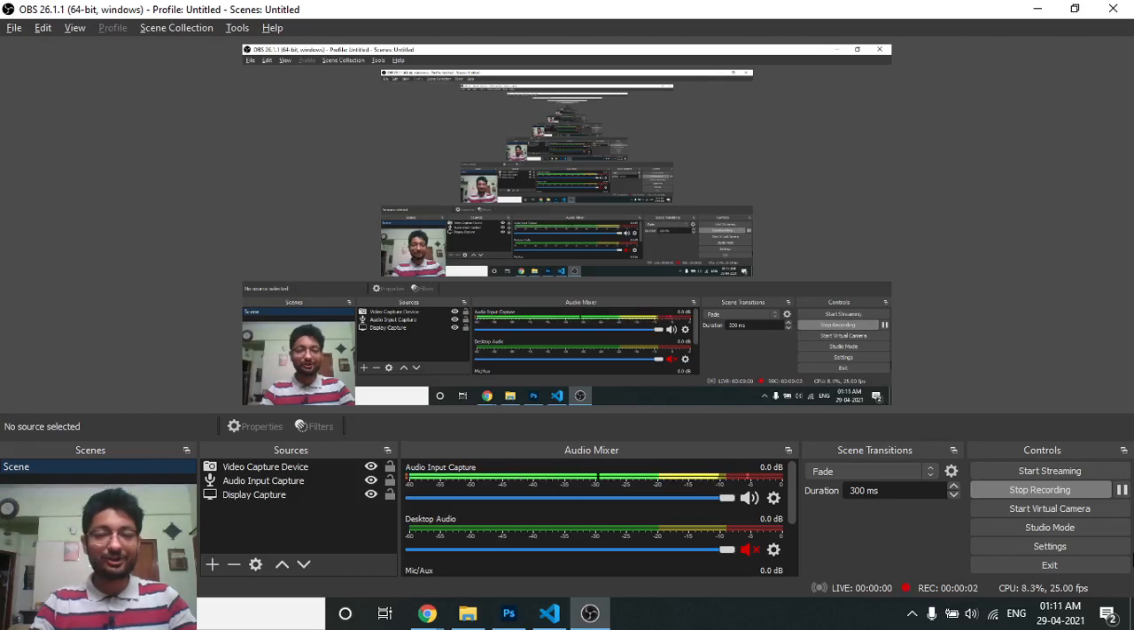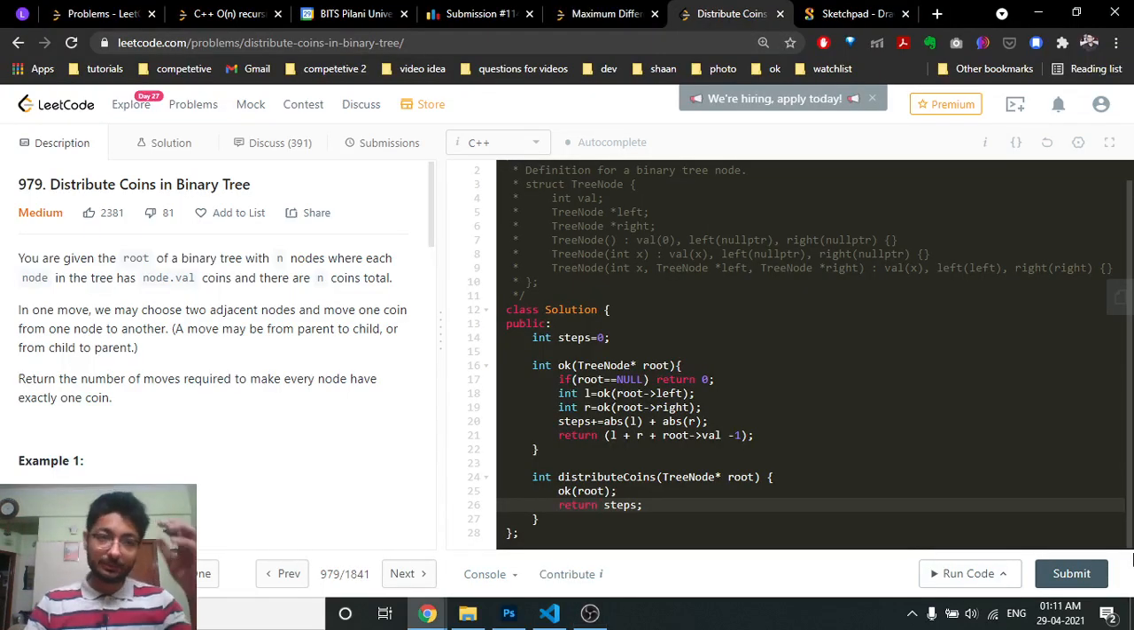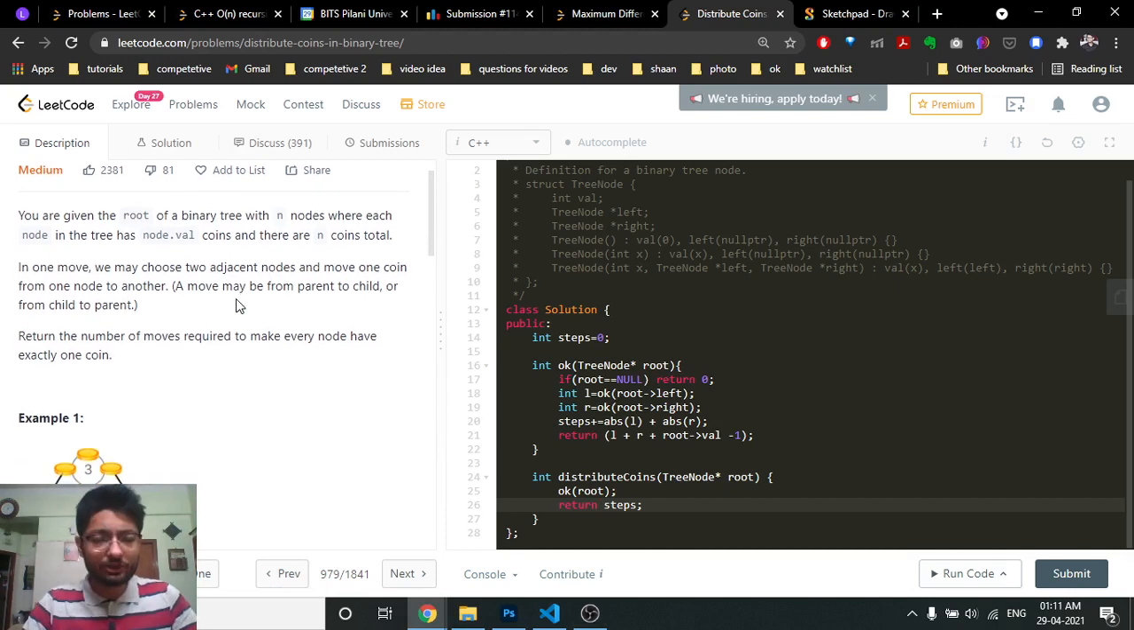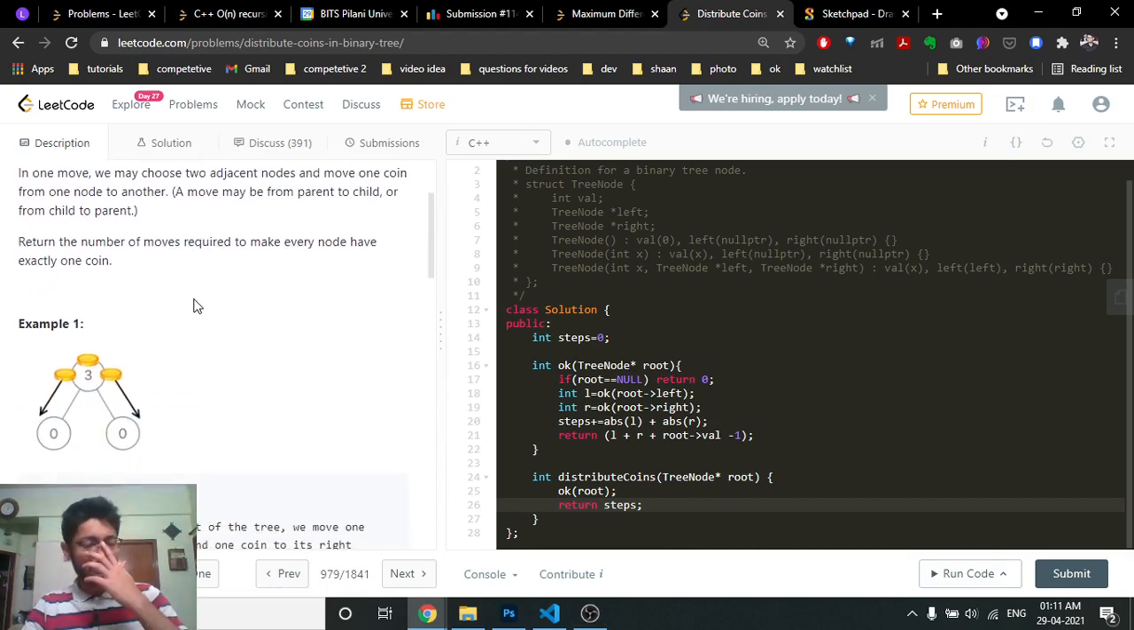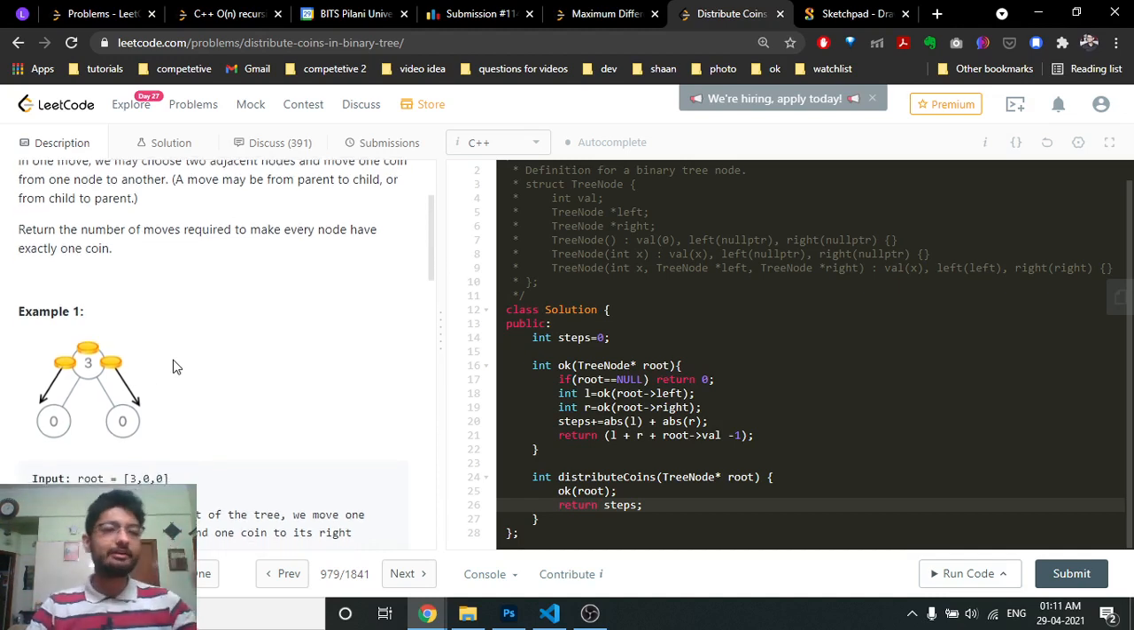Hello friends, so today in this video we're going to discuss another problem from LeetCode, problem name distribute coins in binary tree. I'll tell you it's a good problem. It states that you are given a binary tree, and every node has some coin values. So it means that this node has 3 coins, it has 0 coins and 0 coins, and then you have to somehow move around these coins so that every node has exactly 1 coin.